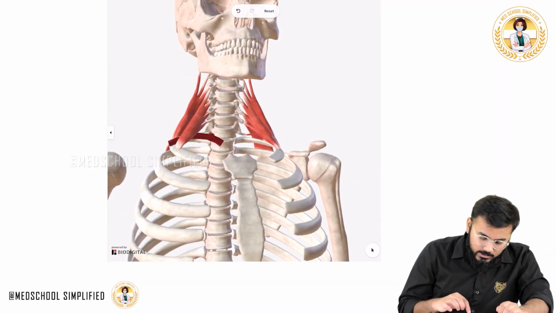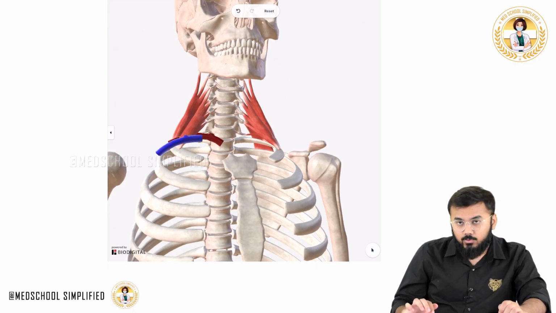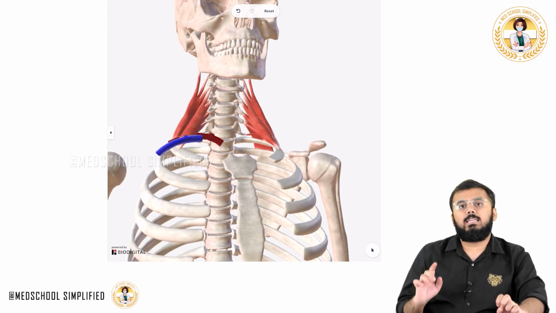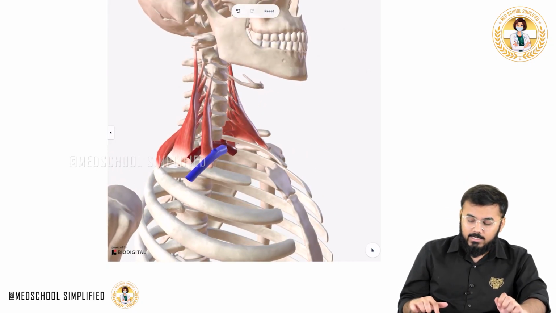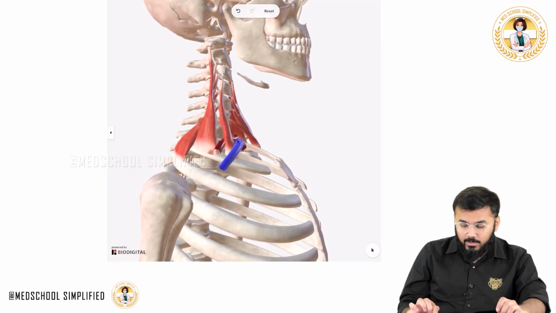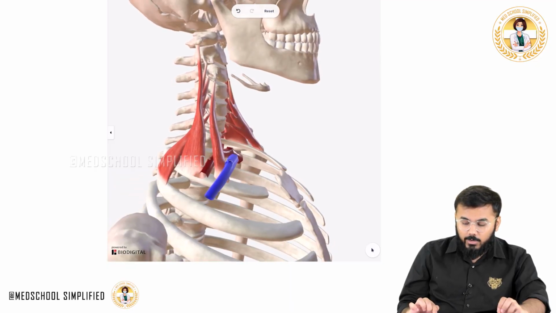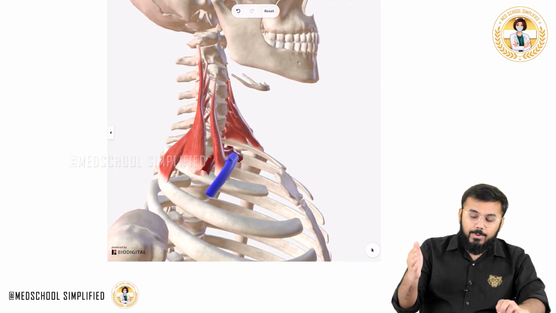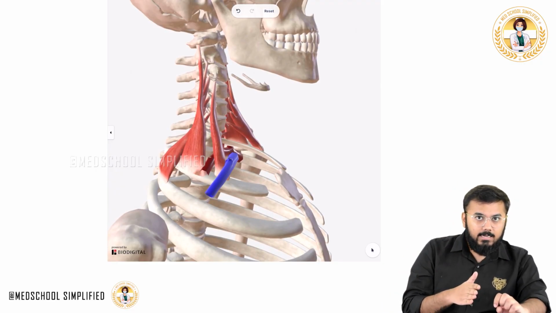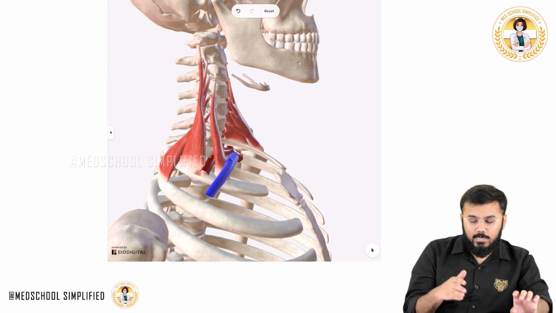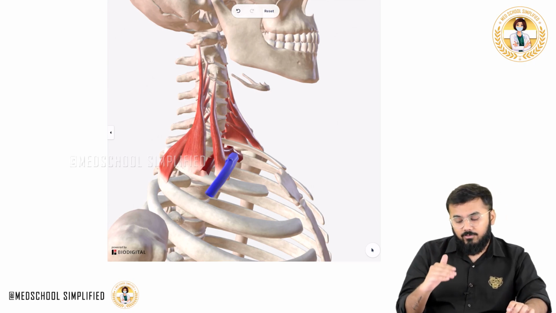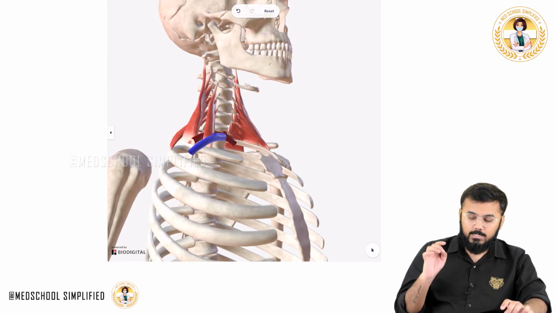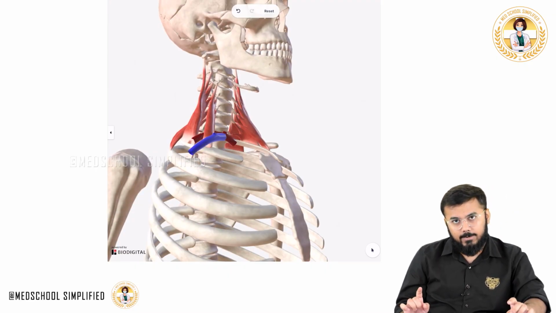Now I will show you the vein also. Look at this vein. Now where is this vein located? This vein is also called right subclavian vein. If that is right subclavian artery, this is right subclavian vein. Now where is this right subclavian vein located? It is located in front of anterior scalene. So behind anterior scalene, in between anterior and middle scalene, you have got right subclavian artery. In front of anterior scalene, you have got right subclavian vein. I hope you understood this clearly, right?